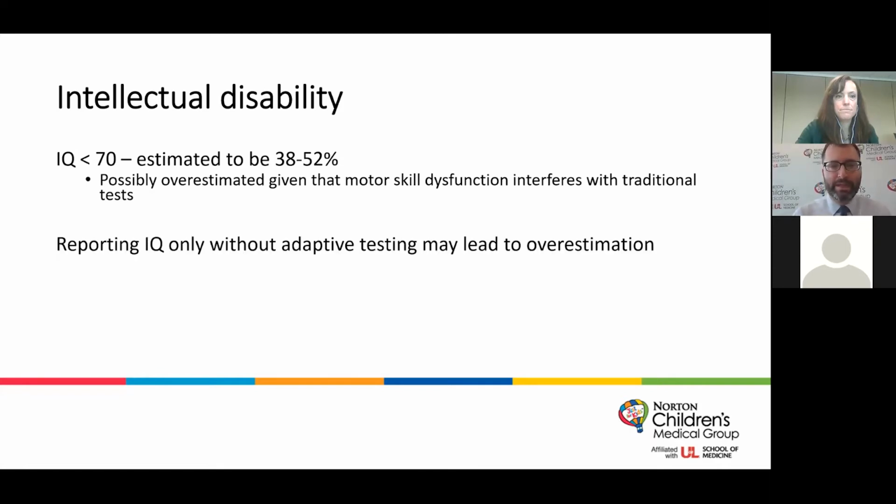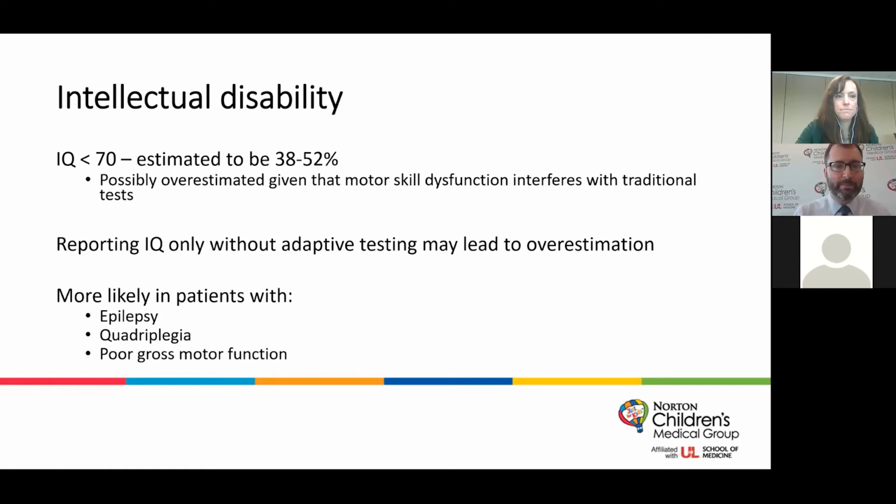There is adaptive testing that you can do. So that's really important if you're going to have thorough neuropsych evals to try and help patients out. And keep in mind that intellectual disability is much more common in 3 main groups. So patients with epilepsy, which we'll talk about, quadriplegia, so again, more of the brain involved, so thus it's more likely that you have intellectual disability. And then poor gross motor function, again suggesting that more brain is involved.